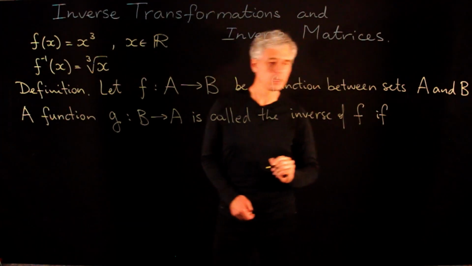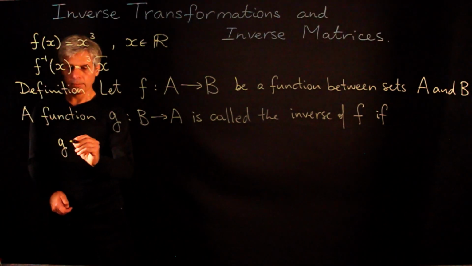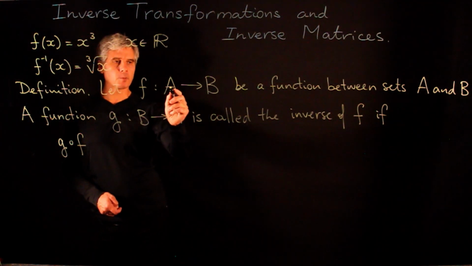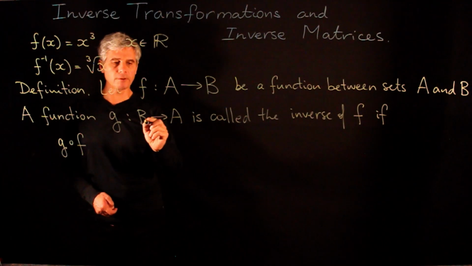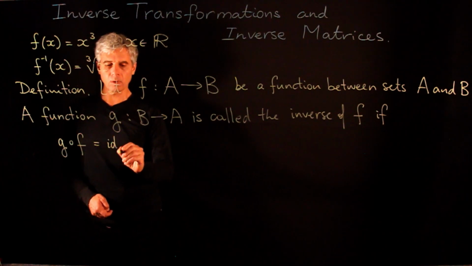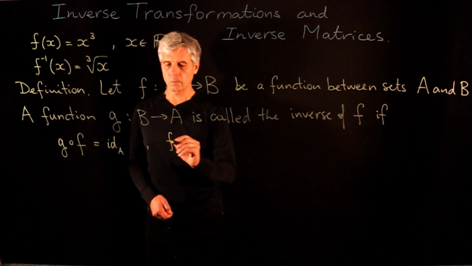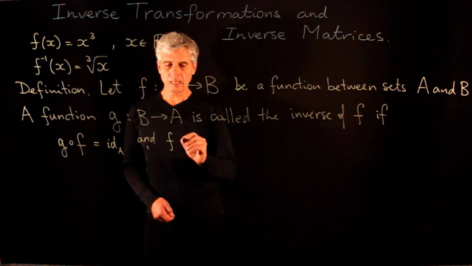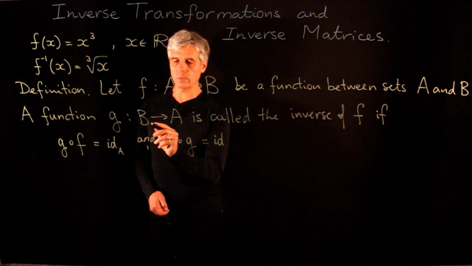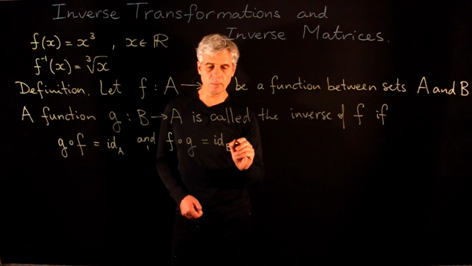if the compositions, so g composed with f, so this becomes a function, well, from A to B and then from B to A. So this is a function from A to A. And we require that this is identity transformation on the set A, and the composition f with g is identity transformation. Well, this one will act from B to B through the set A, is identity on the set B.